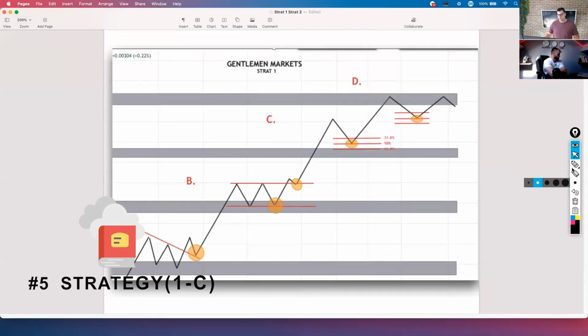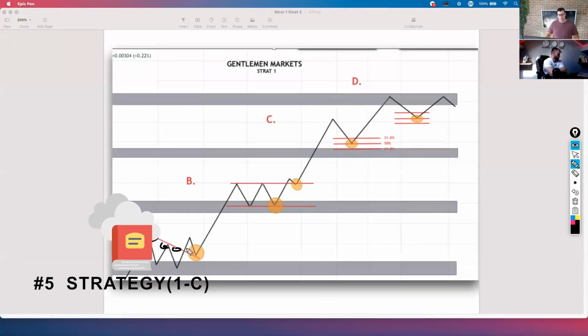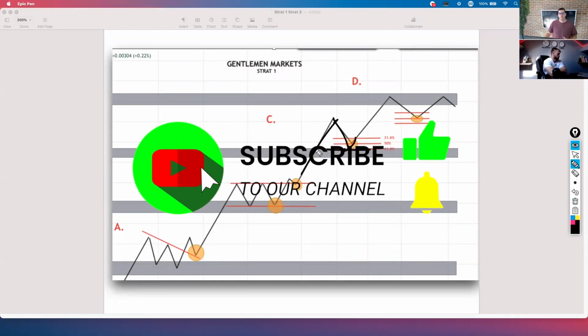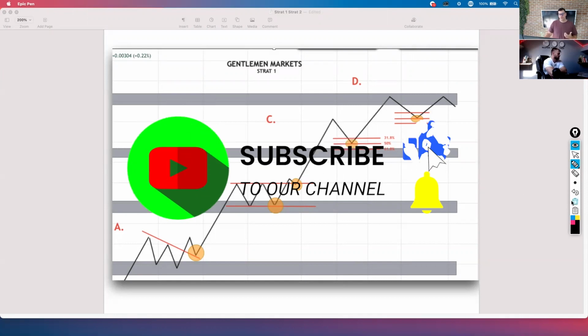Okay, again, just a quick summary. Strat 1A creates lower lows. Strat 1B, we see consolidation, because price makes its way to previous high. And then now we're going to Strat 1C, which means price makes a push, we see exhaustion, but not just any exhaustion, an exhaustion that's also protected by Fibonacci retracement.